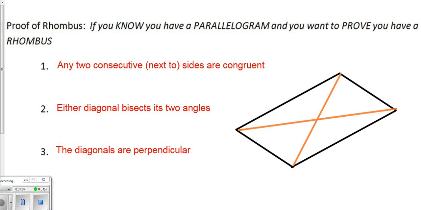Last way to show that it is a rhombus is if you can show that the diagonals are perpendicular. So if this orange line meets this orange line at a right angle. Now these ones don't look like a right angle in this case, but if we could prove somehow that this was a right angle, so that these two lines are perpendicular to each other, that means that this figure is for sure a rhombus. Okay, so one of these three reasons or proofs, if you can show this, then you can say this figure is for sure a rhombus.